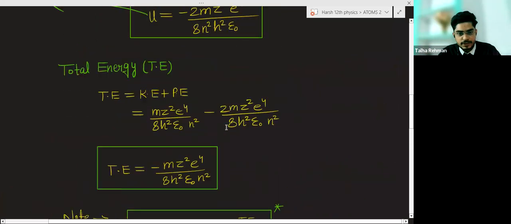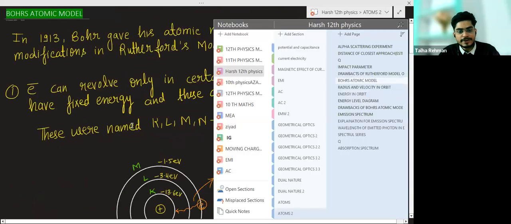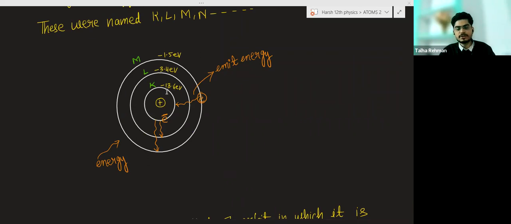So first you should see this picture, Bohr's model of atom. So this is a Bohr's model of atom. This is the nucleus. This is first shell, second shell, third shell, K, L, M, N. These are the energy levels, or shells you can say, or stationary state you can say.